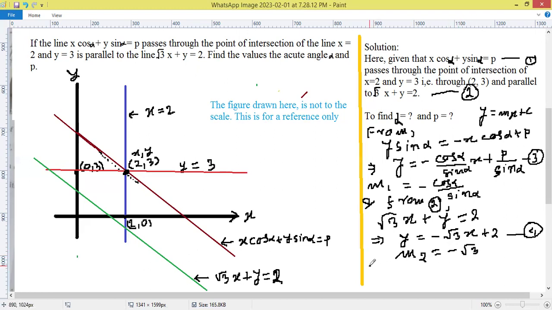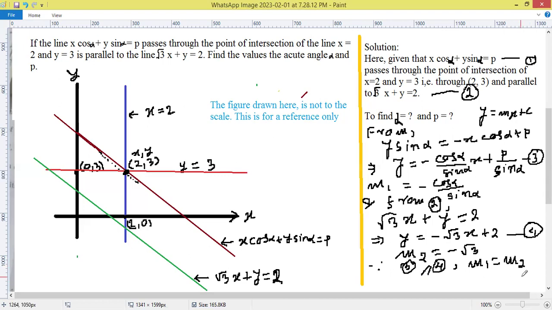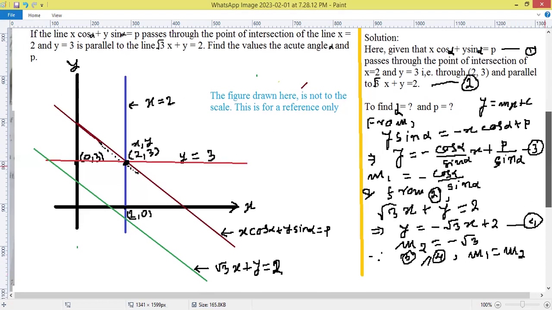Since equations 3 and 4 are parallel, these two lines are parallel. Also, you can say that 1 and 2 are parallel. Therefore, m1 equals m2 by the condition, because their slopes will remain the same.